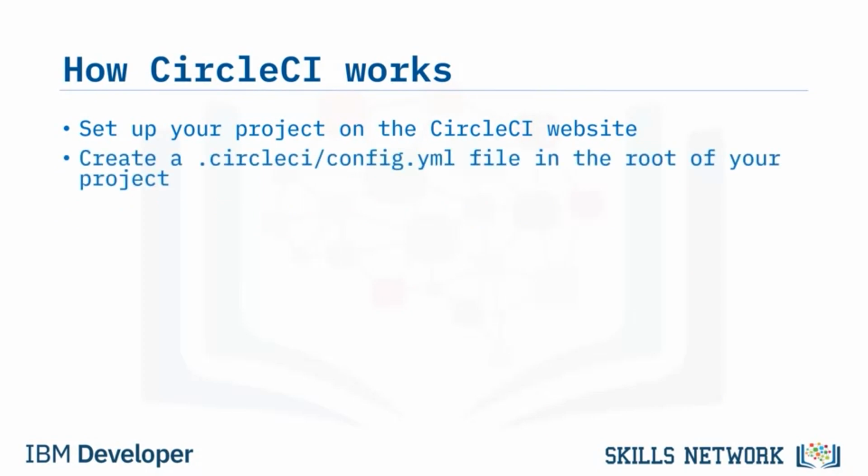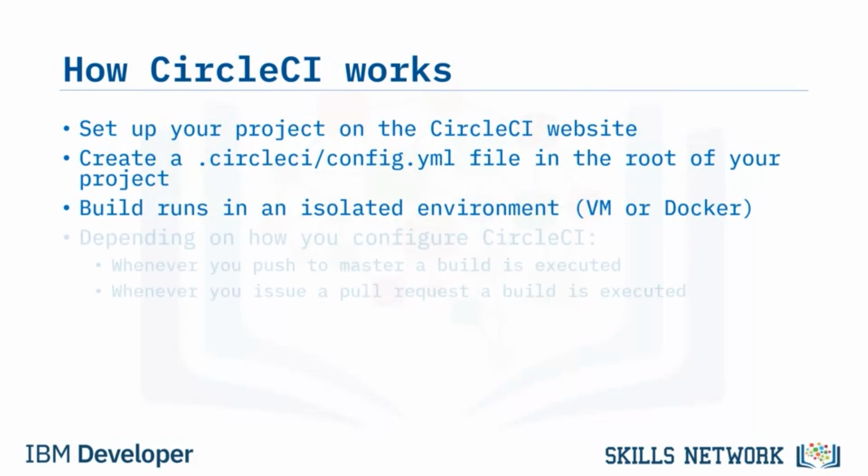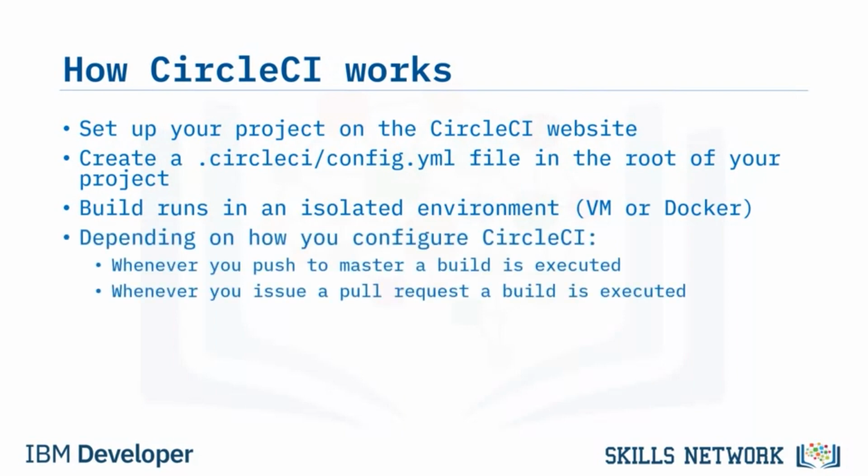To set up your repository for CircleCI, you need to create a config file to specify the CI instructions. These instructions tell CircleCI when and how you want your code built. It can build your code in a virtual machine or inside a Docker container. You can also specify what actions trigger a build. You may see a pattern emerging.